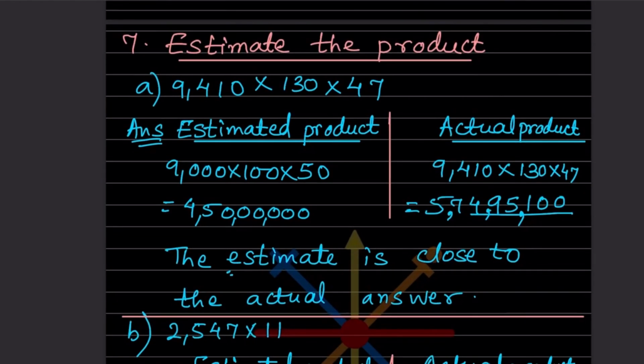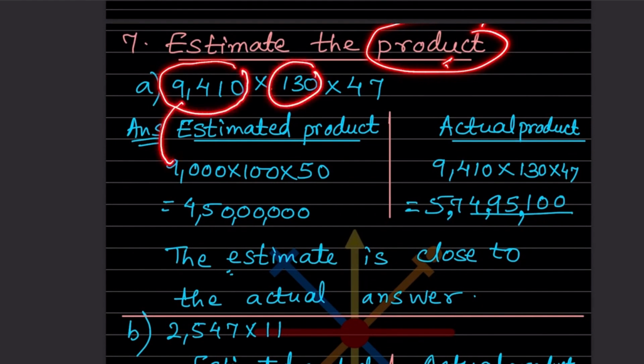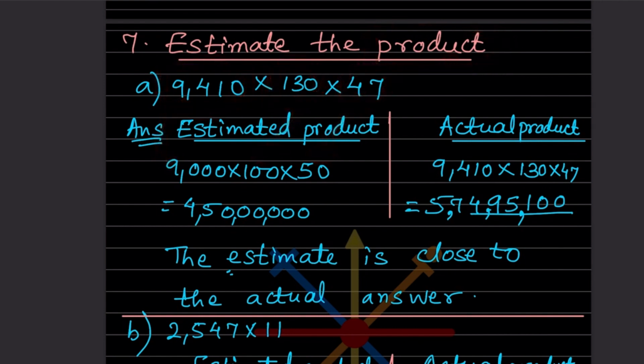Now here, look at the product. Product means you have to multiply it, isn't it? So again, what does this say? That you have to round this. So 9,000 over here, 130 will become 100, and 47 is going to be 50 after rounding. So now what are you going to do? 9 ones are 9. Just forget about the zeros for the time being. And 9 fives are 45. So you write 45 first, and then you're going to put how many zeros? Here 3, 2, 5, and 1, 6. Means 6 zeros.